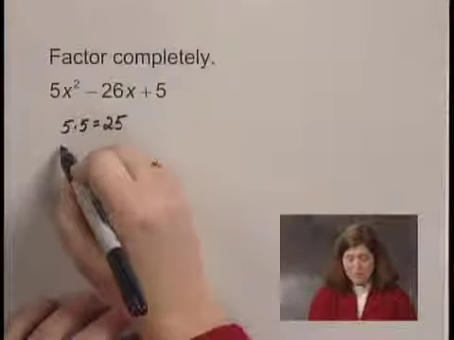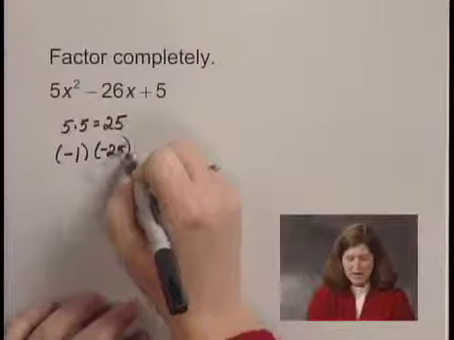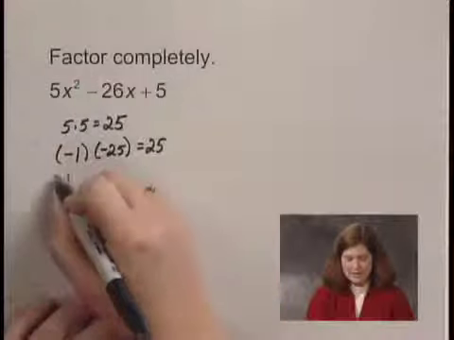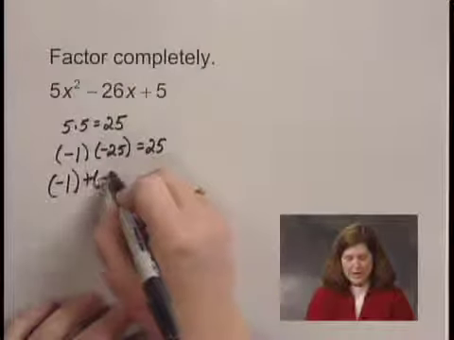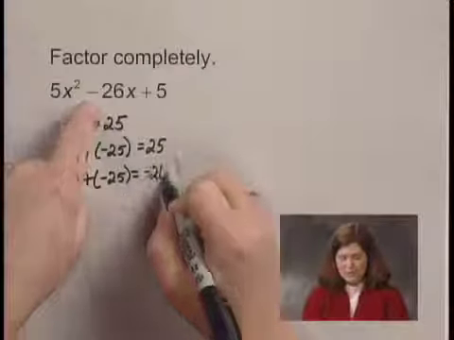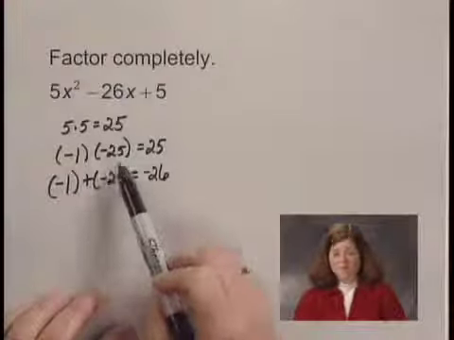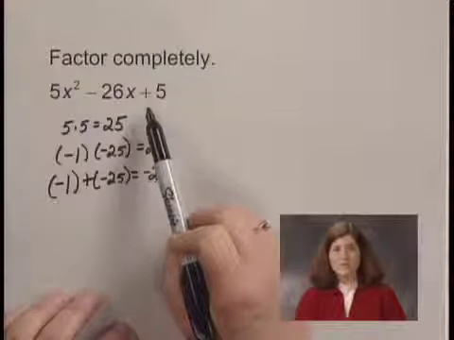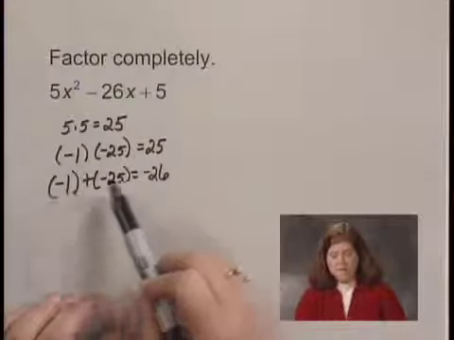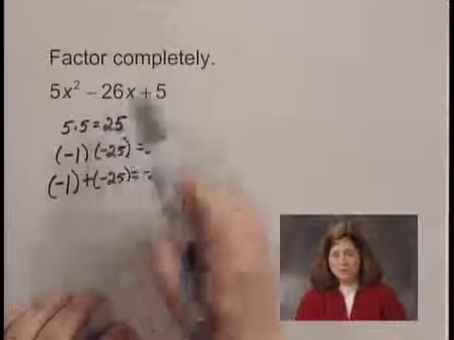If we remember, or we can realize that negative 1 times negative 25 equals 25, and negative 1 plus negative 25 equals negative 26. Therefore, negative 1 and negative 25 are the numbers that we're going to use to factor this. Now, when we use the AC method, we use that negative 1 and that negative 25 to split the negative 26x into two terms.